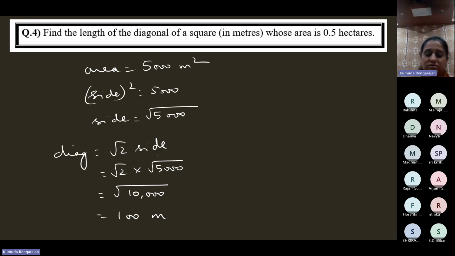Yeah, you can also do it like this. So side is root of 5,000. Diagonal formula is root 2 into side. So root 2 into root 5,000, root 10,000, which is 100 meters.